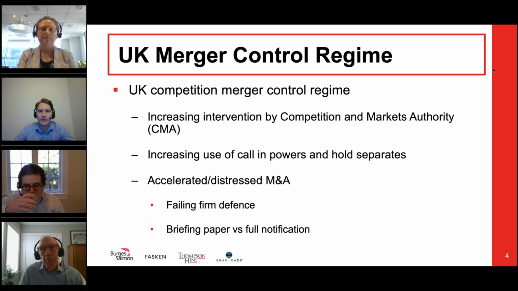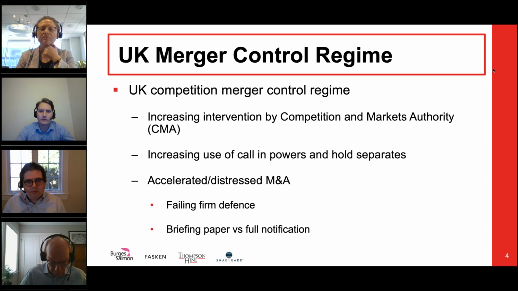And the other thing to bear in mind is that as the UK is no longer part of the EU following Brexit, there's no longer the EU one-stop shop principle. So now businesses have to consider very carefully as to whether they might require an additional filing in the UK, where previously a single filing to the European Commission would have sufficed.